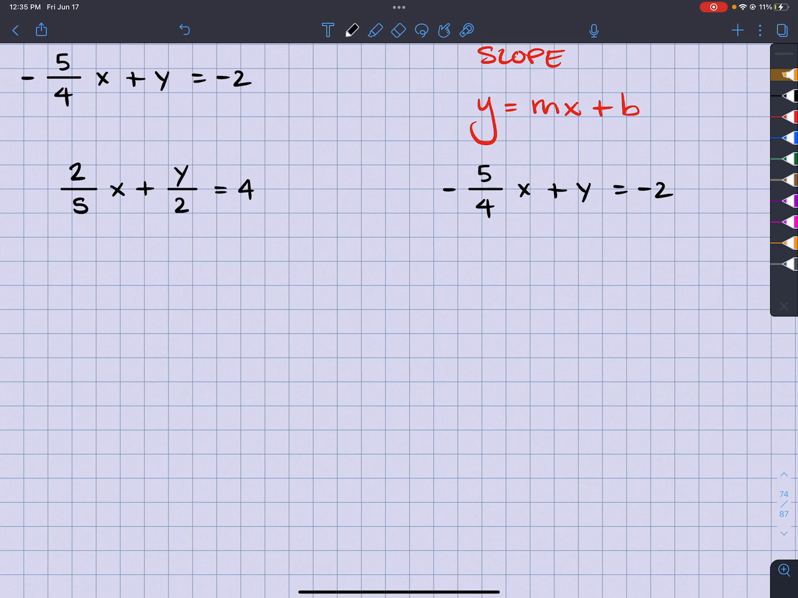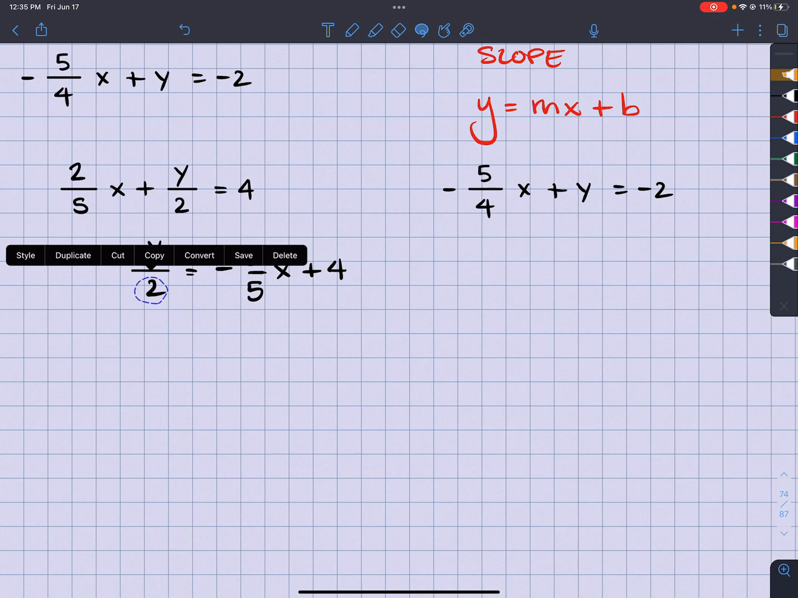So if I'm correct, what we have would be y over 2 is going to equal negative 2/5 x plus 4. Typically, we would have this as 2y, and then we would just divide by 2 on both sides. But what's the opposite operation of dividing by 2? Wouldn't it be multiply by 2? Well, if we multiply this side by 2, should we not multiply this side by 2? Which means I'm going to multiply each term by 2.